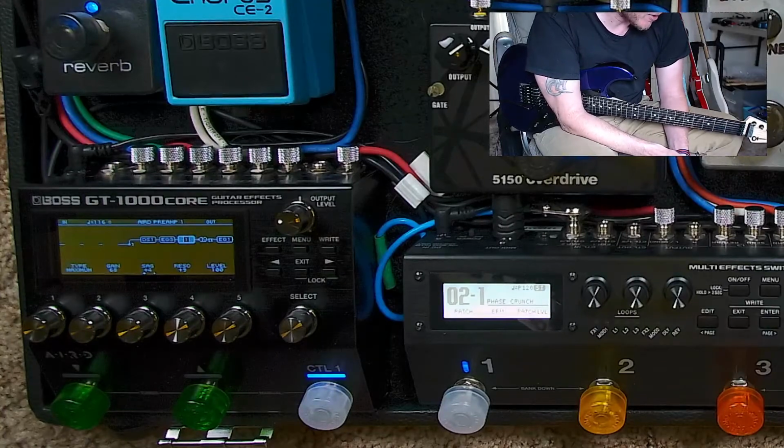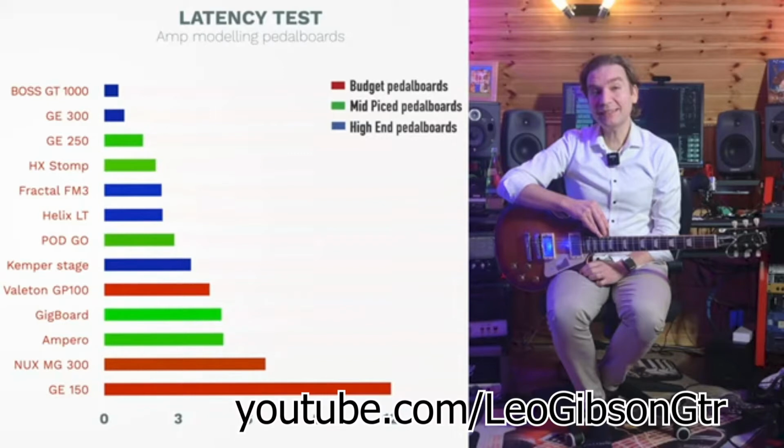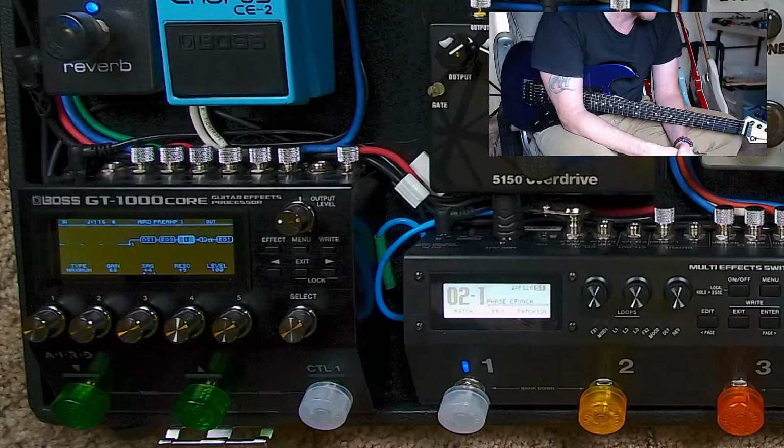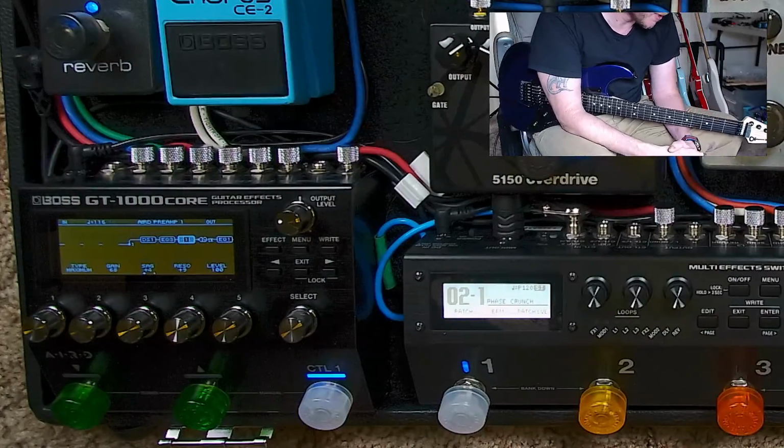And the main thing I want to say in regards to latency, I've been watching a lot of Leo Gibson. You want to check out his channel, it's pretty cool. He has a comparison chart of all the different latency of different modeling pedalboards. And spoiler alert, the GT-1000, and I'm assuming therefore the GT-1000 Core, has the lowest latency of a bunch of different modelers, including the FM3, all the Mooers, the Ampero, Hotone, and the Line 6 Helix and HX Stomp. Of all of those, the GT-1000 Core has the lowest latency, which to me is important because I'm hypersensitive to latency. Despite my horrible timing, I'm still hypersensitive to latency.